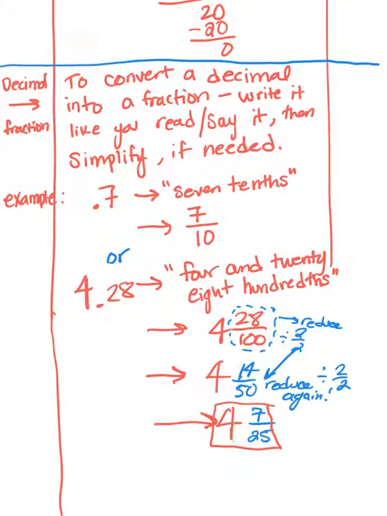But remember to keep your 4 wholes. So this is 4 7/25. And remember, this is from 4.28. That's equivalent to this mixed number.